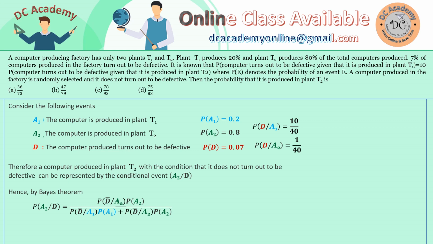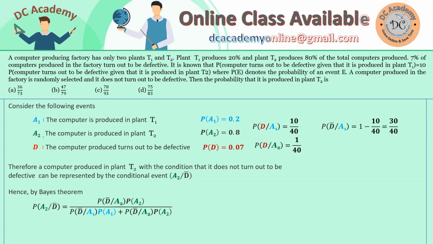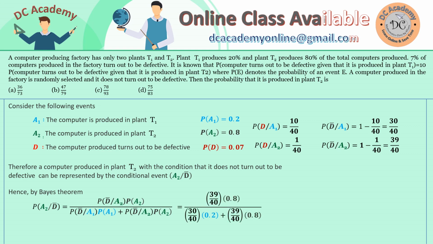Now all values are in front of our eyes, so our job is to substitute. We already calculated D by A1 and D by A2, but we need to calculate D bar by A2, which is the complement. The probability of D bar by A1 is actually 1 minus the probability of D by A1, which is 30 by 40. And the other way around, it's 39 by 40. So we are able to obtain all the required values. Now our job is to substitute in the given expression.